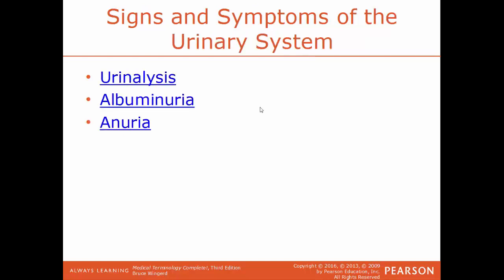Alright, now we'll go over some particular signs and symptoms of the urinary system. The first one, urinalysis. This is the analysis of urine, either by physical or chemical or microscopic means, usually to test for drugs or disease. Albuminuria. This is the presence of having albumin or protein in the urine. Anuria, if you were to break down this term. An means without. Then urea means urination.